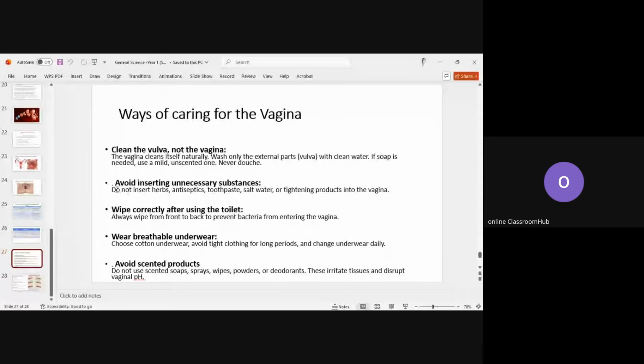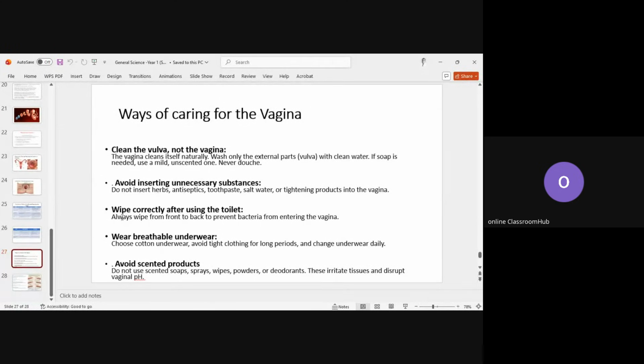And then number two, very important, avoid inserting unnecessary substances. Do not insert herbs, antiseptics, toothpaste, salt water, ginger, tightening products into the vagina. You don't have to do that. Some ladies will be applying, they say, Genicure 442, Achisa, inserting this into the vagina. No, when you do that, you are rather causing harm to it.